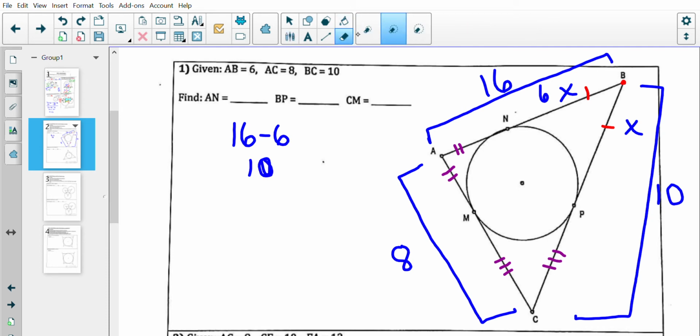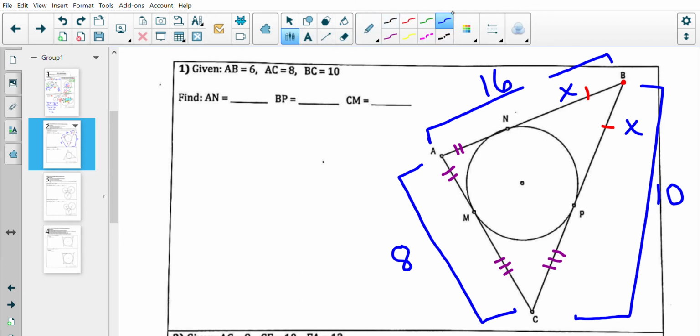Well, that's exactly what we're doing. We know that the whole length is 16, but N to B is not 6, it's x. So how are we going to represent A to N? We're going to say 16 minus x. And then A to M will also be 16 minus x.